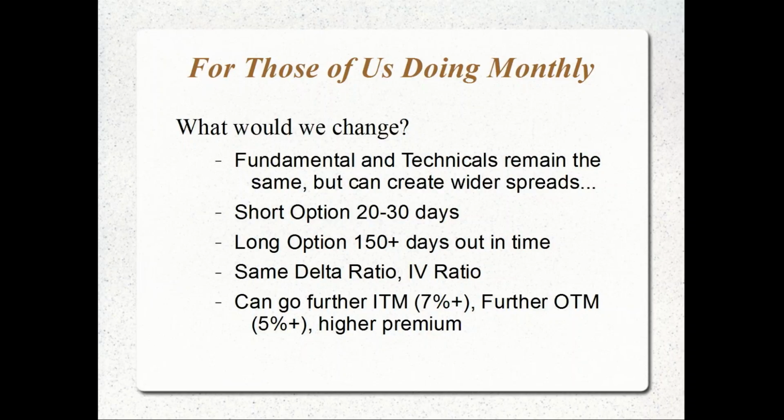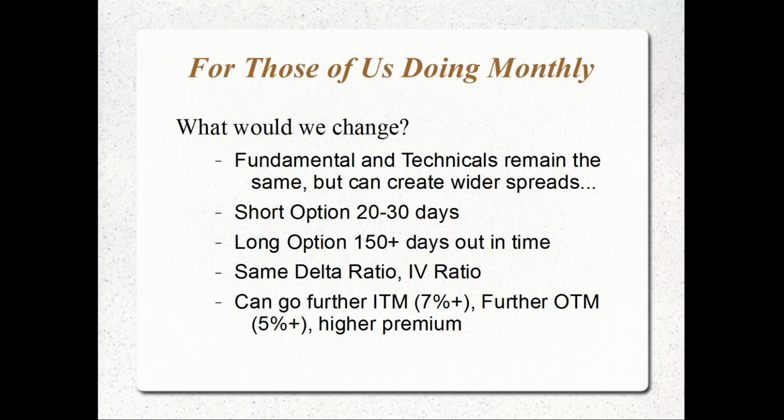The advantage of doing the monthlies is we can create wider spreads. So I can look for my short option, what I change, instead of 0 to 8 days out, the option I'm selling would be between 20 to 30 days out in time. Which means my long option that I'm buying, I still want that minimum of 3 right cycles, so I'm probably going at least 120 or more likely 150 days out in time.